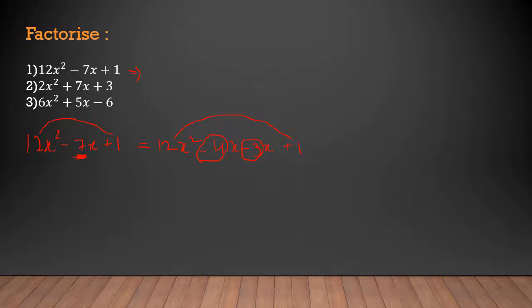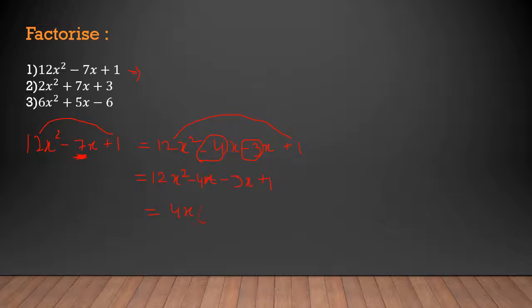That is it. And now 12x squared minus 4x minus 3x plus 1. We can take 4x common.